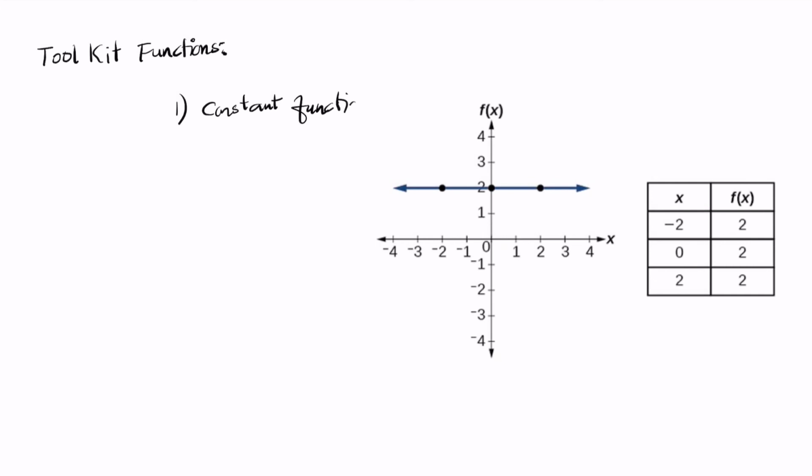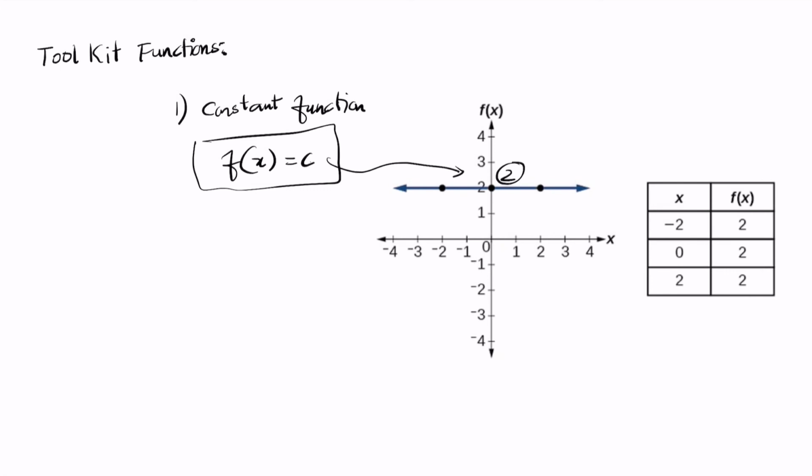So a constant function is a function that does not take in x, so f of x equals c. The c here represents any constant. Here the value of the constant is 2. So we can say that this is a constant function.